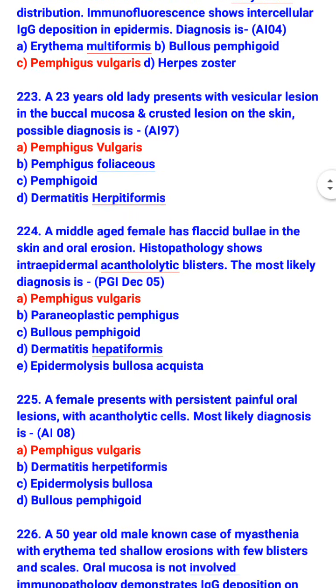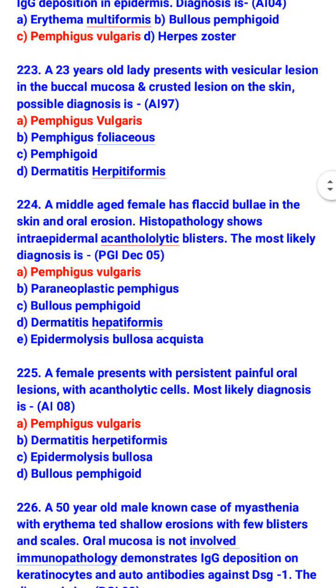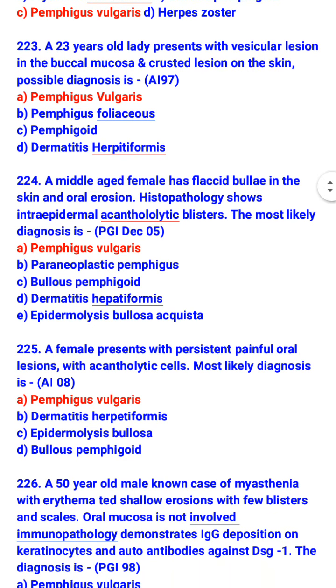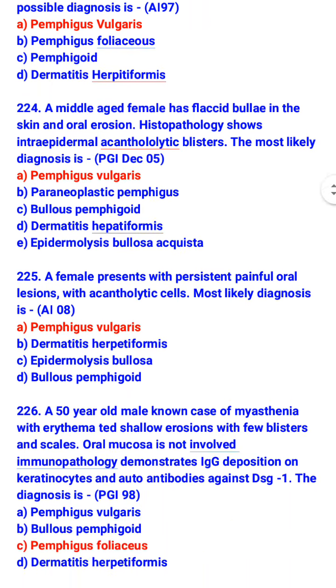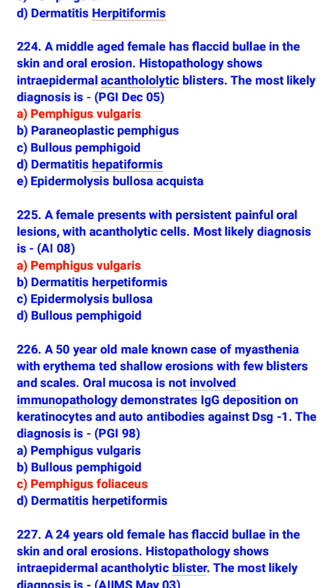A middle-aged female has flaccid bulla in the skin and oral erosion. Histopathology shows intraepidermal acantholytic blister. The most likely diagnosis is pemphigus vulgaris. A female presents with persistent painful oral lesion with acantholytic cells, most likely diagnosis is pemphigus vulgaris.